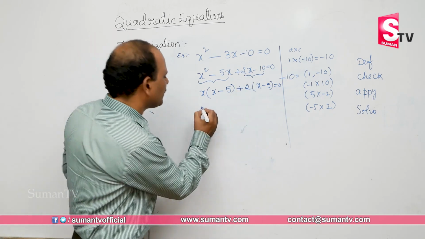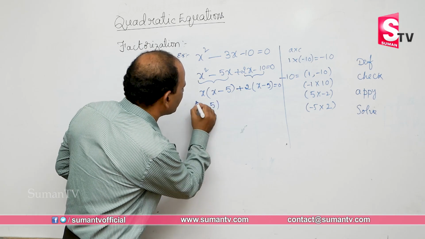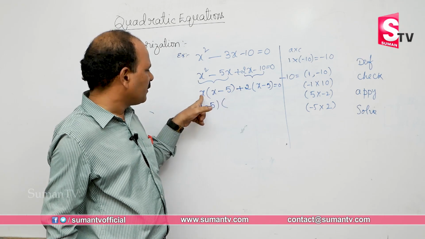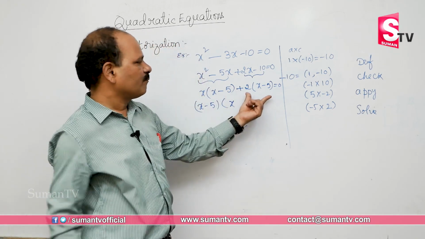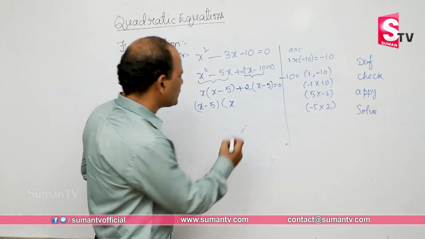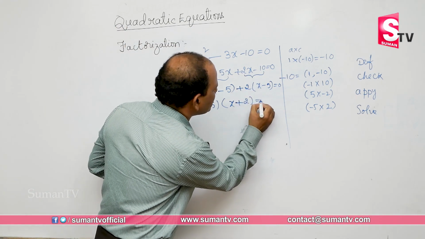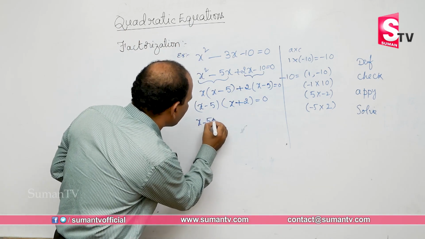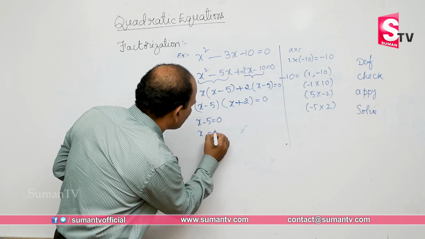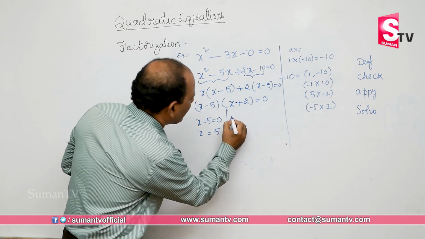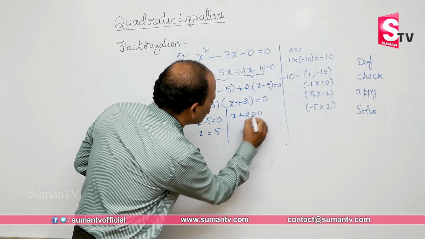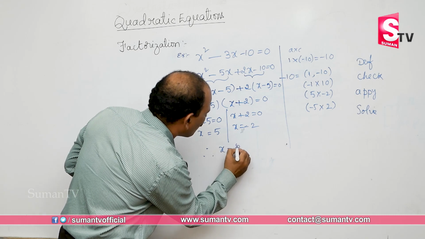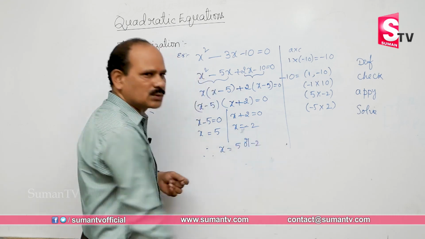From these two also I can take x minus 5 common. Once x minus 5 is taken common, the remaining term is x. Here, x minus 5 went common, the remaining term is 2, is equal to 0. Now take the first part, x minus 5 is equal to 0, then x is equal to 5, or x plus 2 is equal to 0, then x is equal to minus 2. Therefore, x is equal to 5 or minus 2.